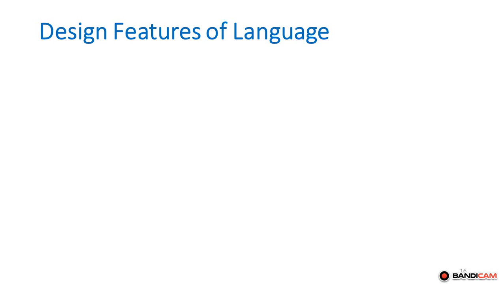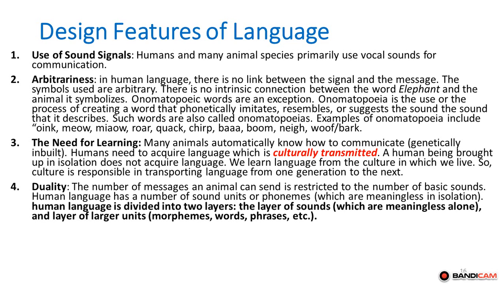The layers are what? The layer of sounds, and the layer of larger units such as morphemes, words, phrases, etc. So we have two layers.